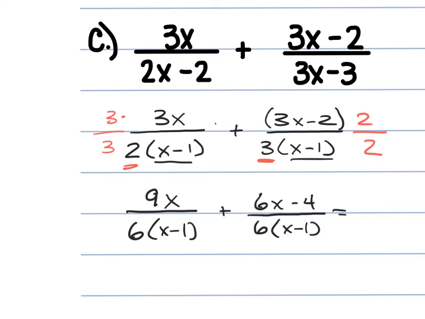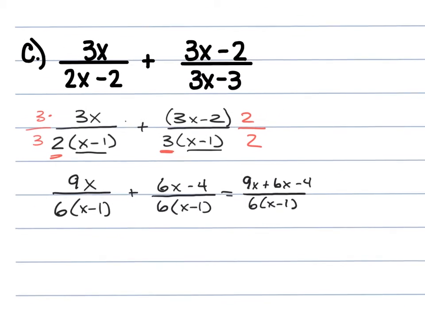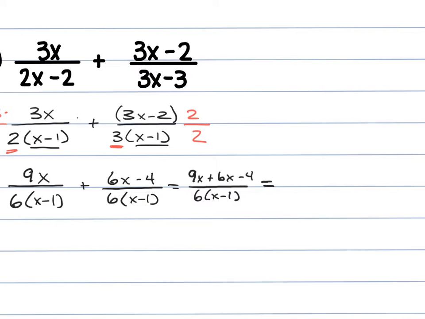Now look that they have the exact same denominator. That's what we wanted. Exact same denominator. So we get on top 9x plus 6x minus 4 all over 6 times x minus 1. What happens in the numerator there? Can't you add the 9x plus 6x? You sure can. What do I get? 15x minus 4. 15x minus 4 all over 6 times x minus 1.